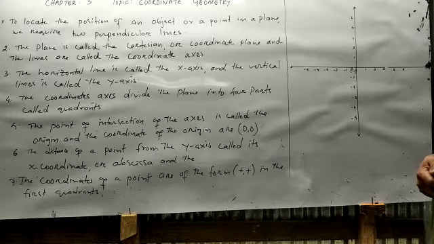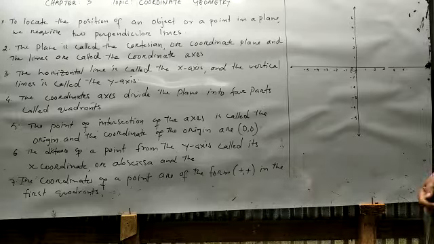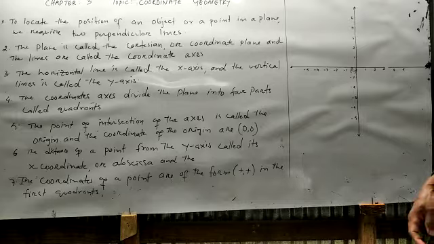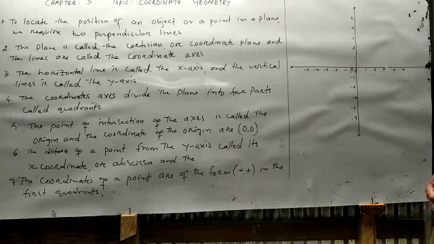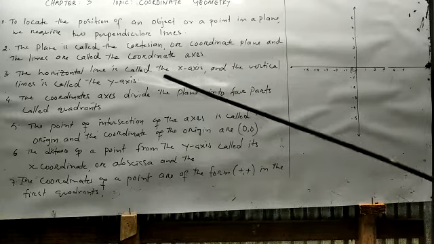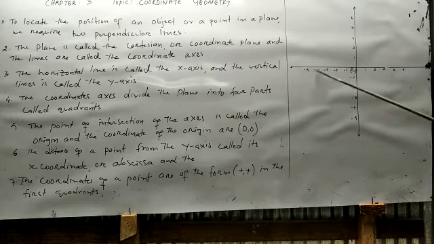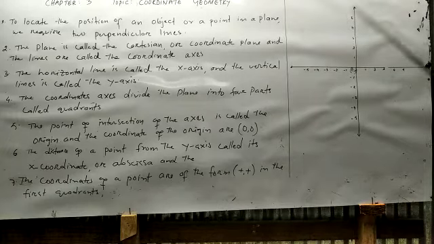We can locate any point, or the position of any object, in a plane surface, which we call the Cartesian plane, named after the French mathematician René Descartes. Here are two lines, one horizontal line and another vertical line. We call them two perpendicular lines. We can locate any point on the Cartesian plane.